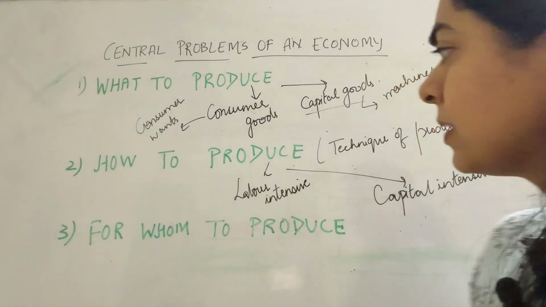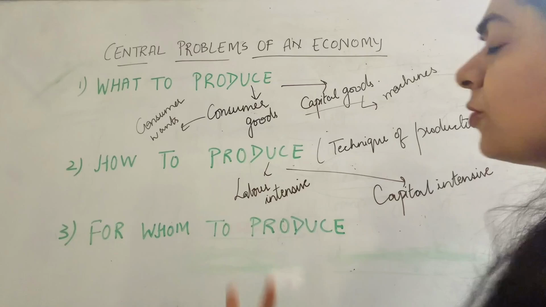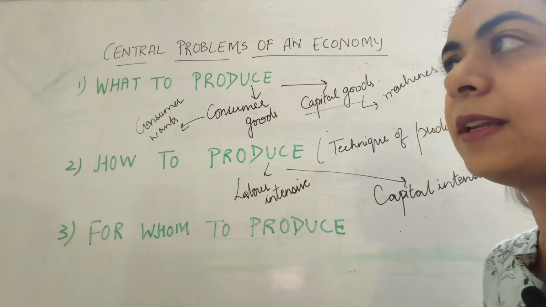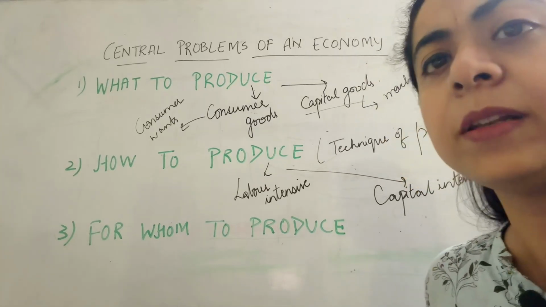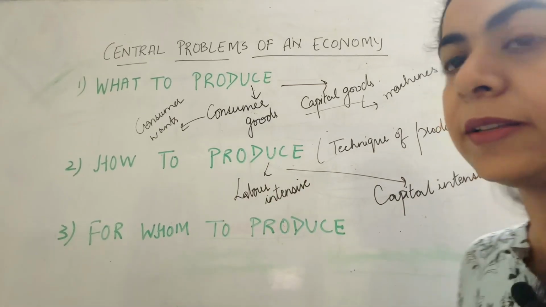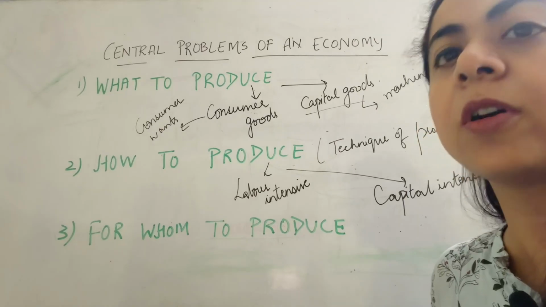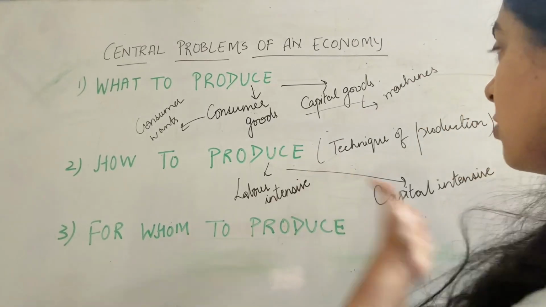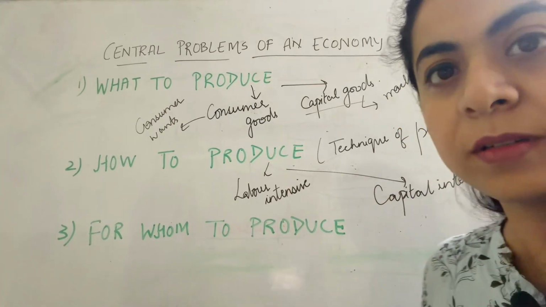Then the third problem is for whom to produce. And please remember that when we talk about this problem of how to produce, the economy has to decide based on obviously number of factors, cost plus labor power available in the economy. So based on that, it will decide which technique of production it should employ, because at times for a highly labor surplus economy like India, if we just resort to capital intensive techniques, this may lead to unemployment.